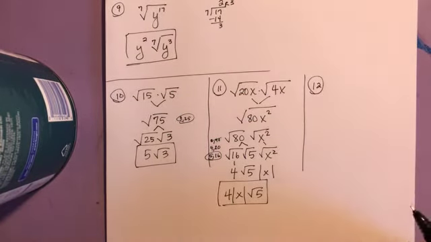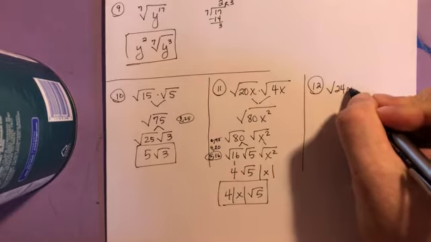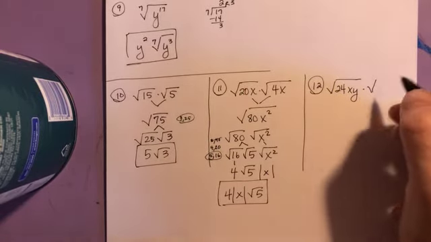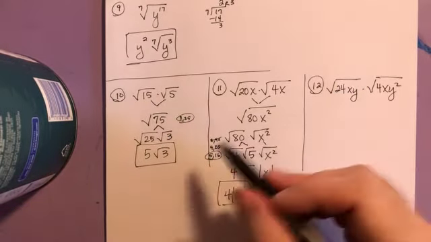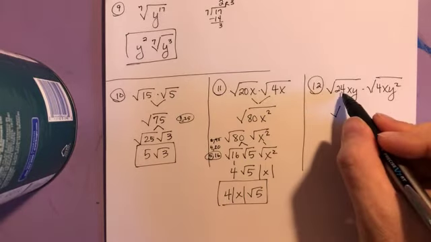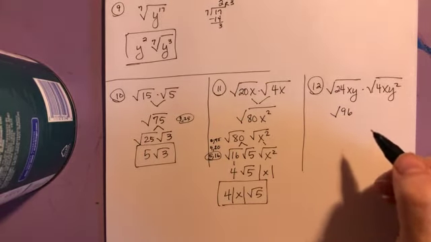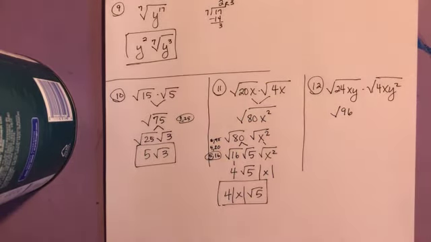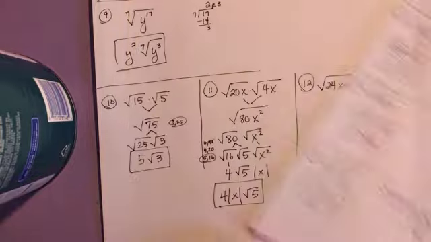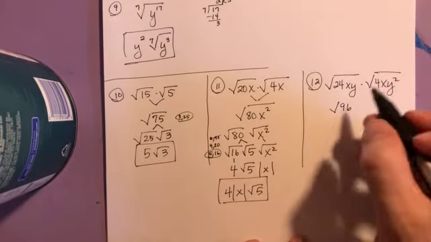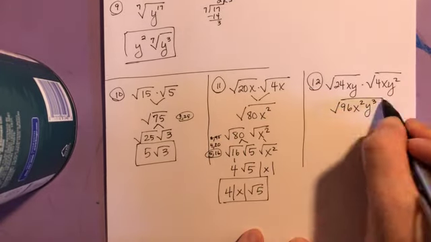Last one. Is this the last one? Yeah. Last one. Number 12. So we got the square root of 24xy, and we got the square root of 4xy squared. So yes, just like the last two, we multiply them together. We get square root of 24 times 4 is 96. And did I do 96 earlier? Yes, I did. Look at that, number 6. He split up into 16 and 6. That's good to know. That way I don't have to reinvent that problem. And then x times x is x squared. Y times y squared is y to the third.